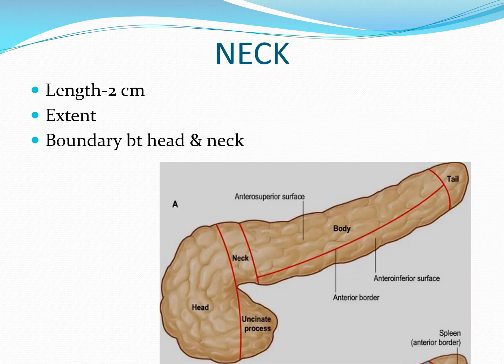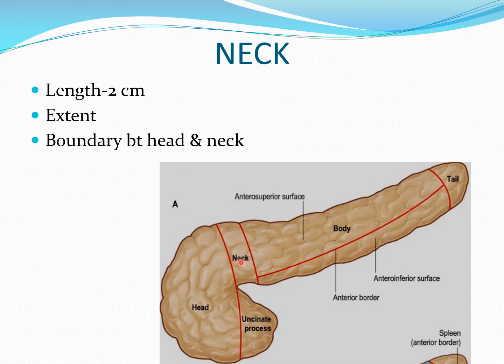Now neck of the pancreas. So this small portion is the neck of the pancreas. Total length is 2 cm. It is a slightly constricted part of the pancreas between its head and body. It is directed forward and upward and to the left. It has two surfaces, anterior and posterior surface.